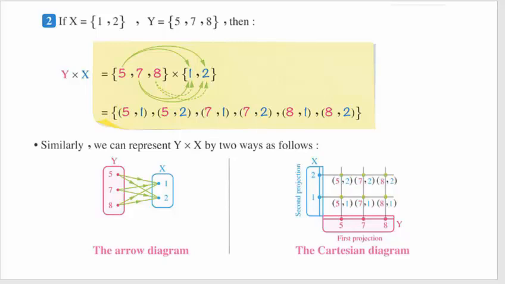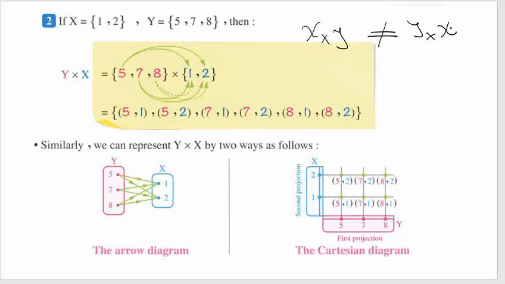So, when I need to find Y product X, what is the difference between X product Y and Y product X? First of all, before we start, you should know that X product Y is not equal to Y product X. Why? Because in the first case, I started with X as the first projection, while in the second case, I started with Y as the first projection. So they are not equal at all.